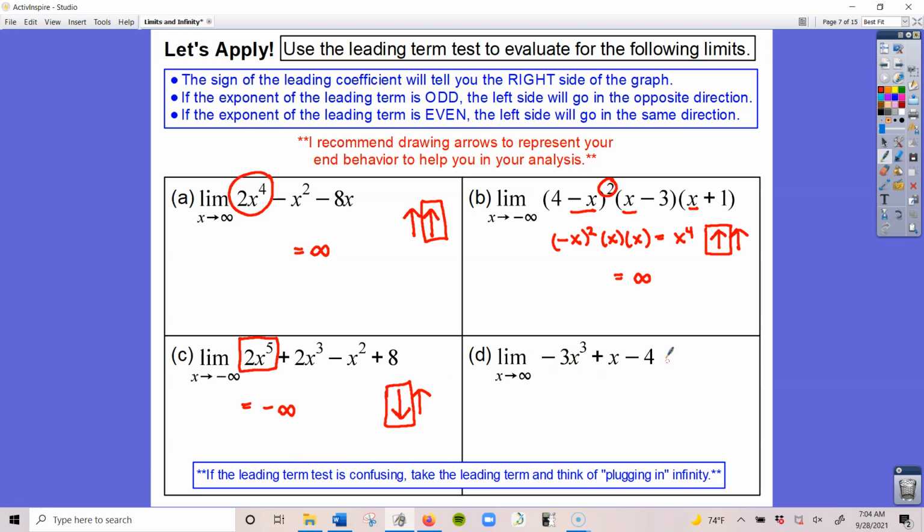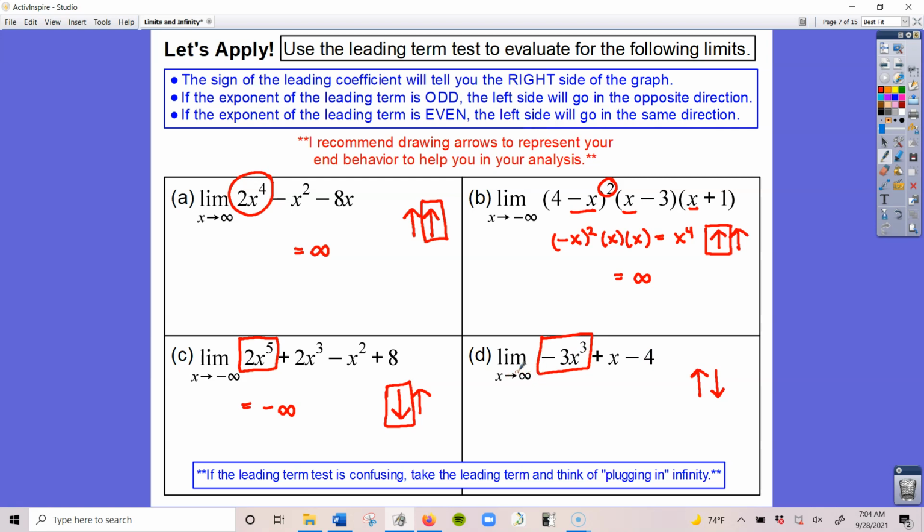Last one here, my leading term, again, the one with the highest exponent, which is the negative 3x to the third. Since it is a negative leading coefficient, that means the right side will go down. And because we have an odd exponent, that means that the left side is going up.